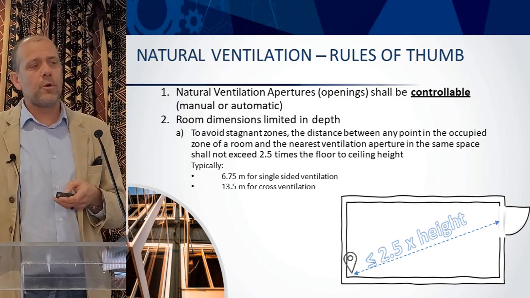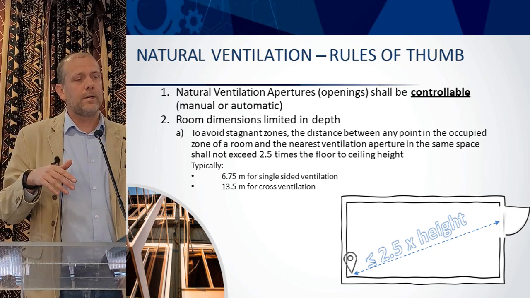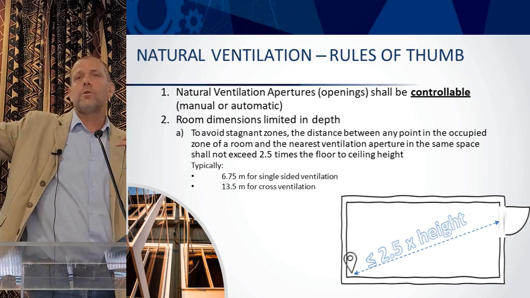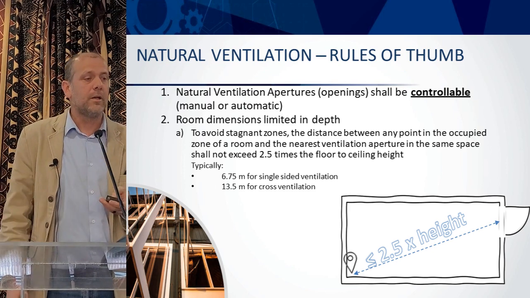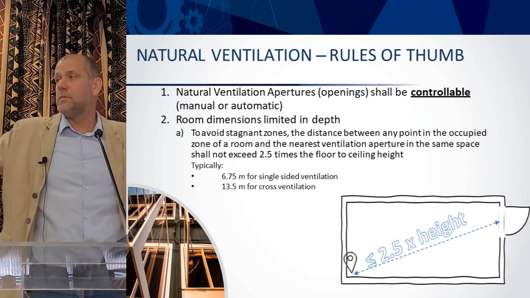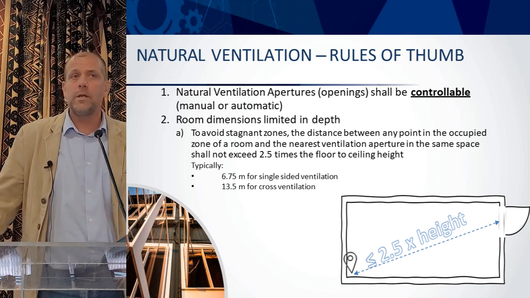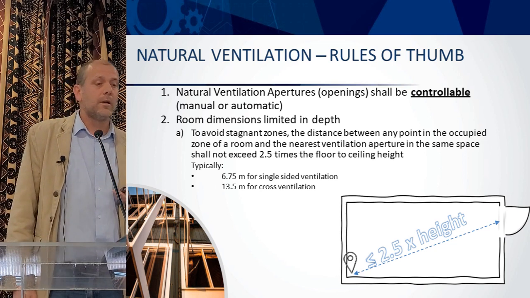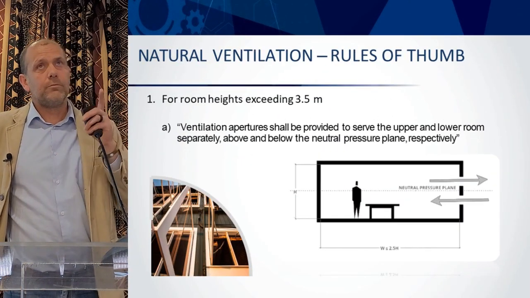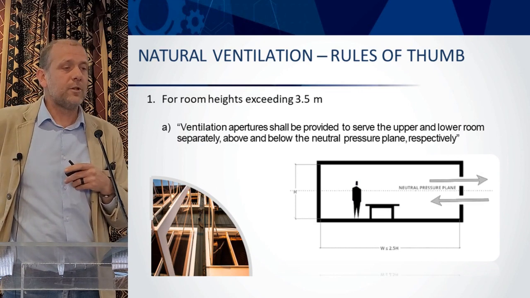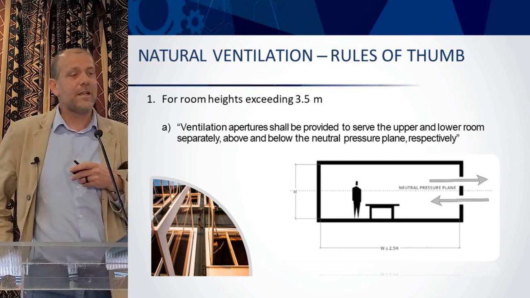There's some requirements, rules of thumb for room dimensions. Your depth of the room is not allowed to exceed 2.5 times the height of the room. Otherwise, you need to have double-sided ventilation, which gives you 13.5 meters for a cross-ventilated room, which is not a lot, but that's what we need. That's how we need to design our spaces for well-performing naturally ventilated spaces.